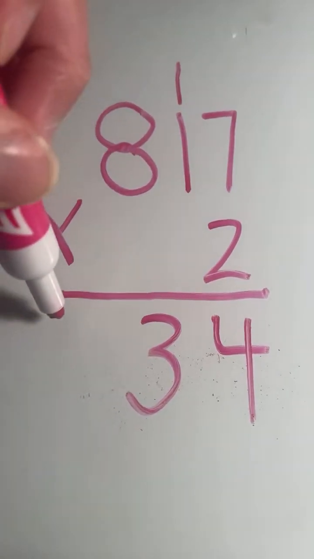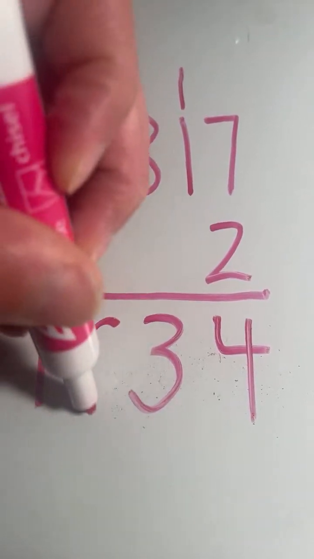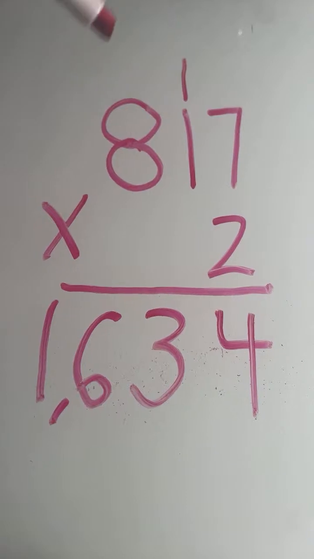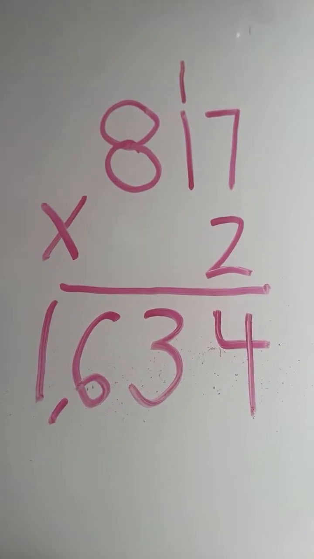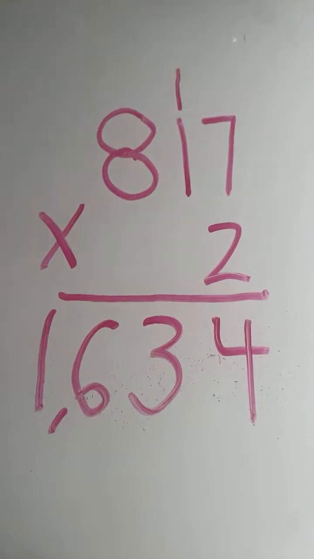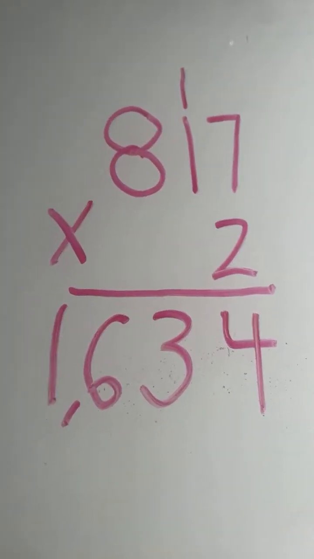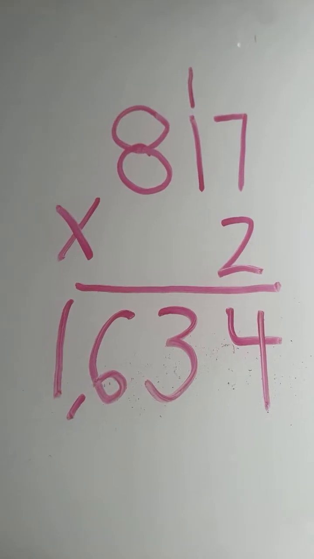8 times 2 equals 16. And we have our final answer. 817 times 2 equals 1,634. All right, we are moving on to the next example.